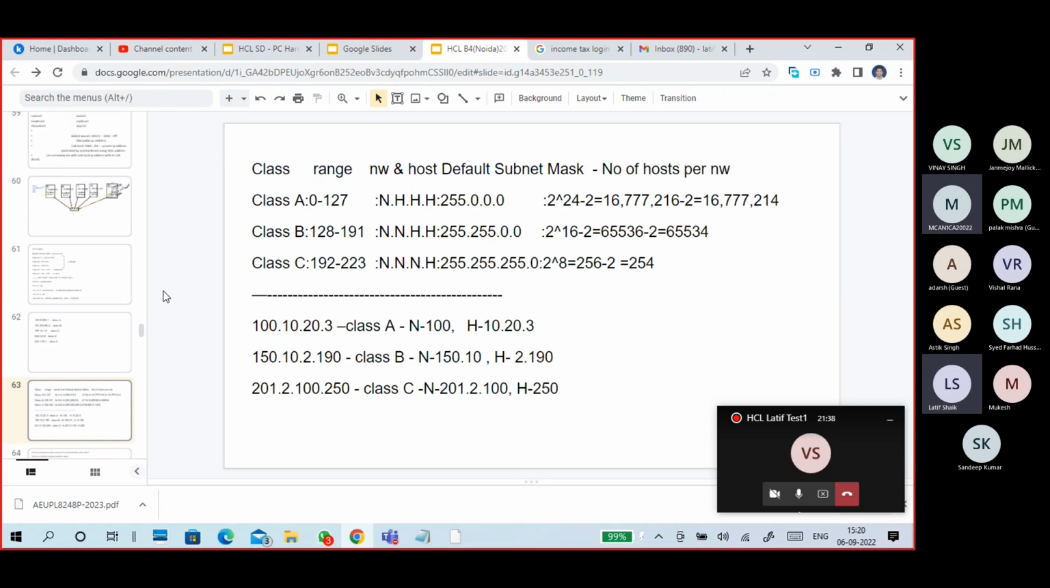The next point is why we need to divide the IP addresses into classes. IPv4 addresses start from 0.0.0.0 to 255.255.255.255. That is a very huge range, almost 4.3 billion IP addresses. And we cannot assign each IP address straight to the devices, because an IP address is not just an address.